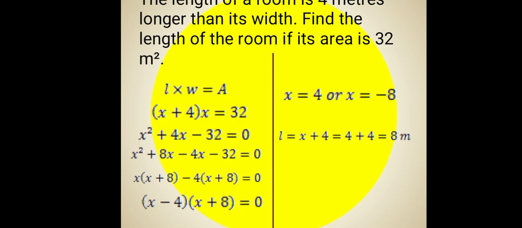Now if the width, let's say it is x, the length will automatically be x plus 4 because it has to be 4 meters longer than the width. So x plus 4 times x should be equal to 32. Solving, we find that x, the width, is 4 meters. So the length will be 4 plus 4, becoming 8 meters.